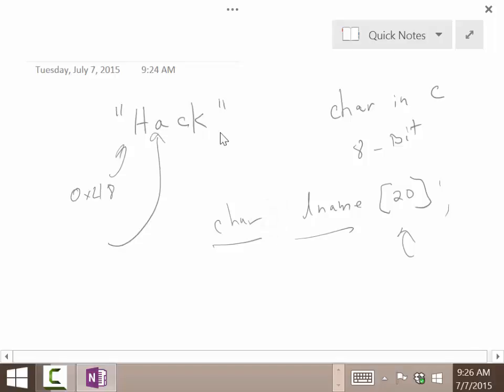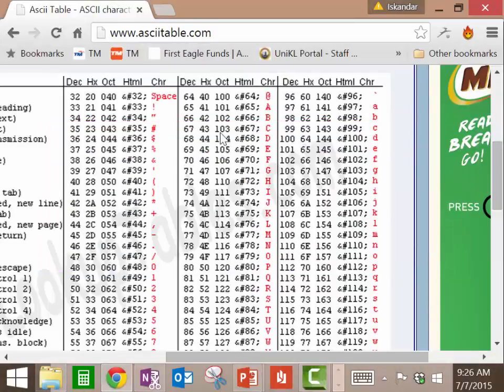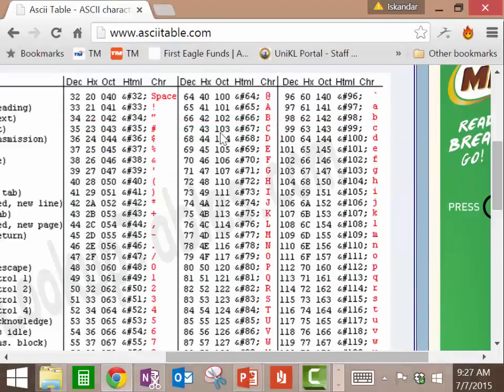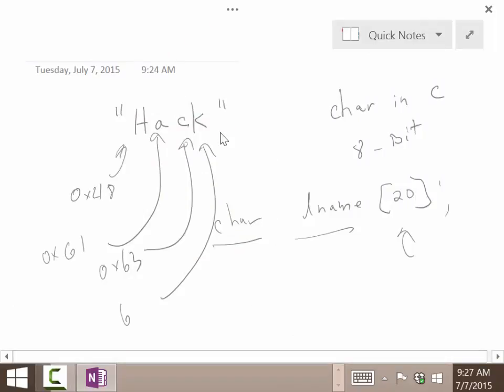The A is a lowercase. The lowercase A is 61. Right there. The B is going to be 62, because I know that the A is 61, so B is right there. And the K is going to be 6B. And then it's going to stick at the end here a 00, which is the null character to say end of string.